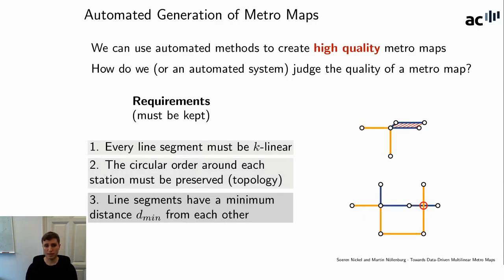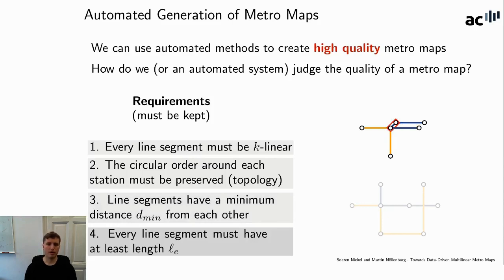Next is that line segments must have a minimum distance from each other. There are two reasons why we do this. One is we want to keep unrelated geographical features far apart, so we don't create artificial adjacencies between things which are actually not close to each other in the real world. And second, we also don't want to create crossings between lines where there are no stations.